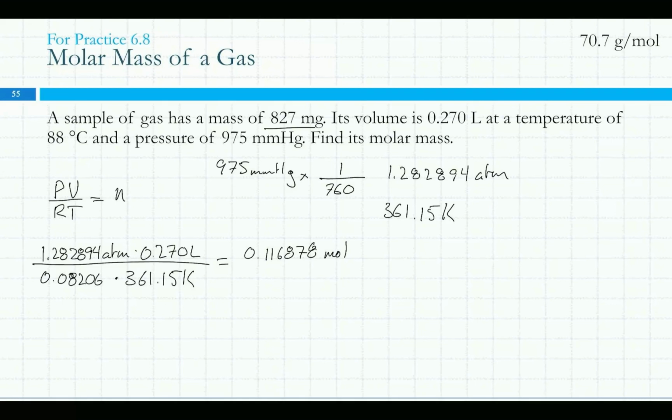And it's given away, but what are the units of molar mass? Mass over moles. Mass normally in grams, so we've been given milligrams. So that'll be 0.827 grams divided by my number of moles. 70 point... and I guess I rounded just enough, because this comes out to 70.8.